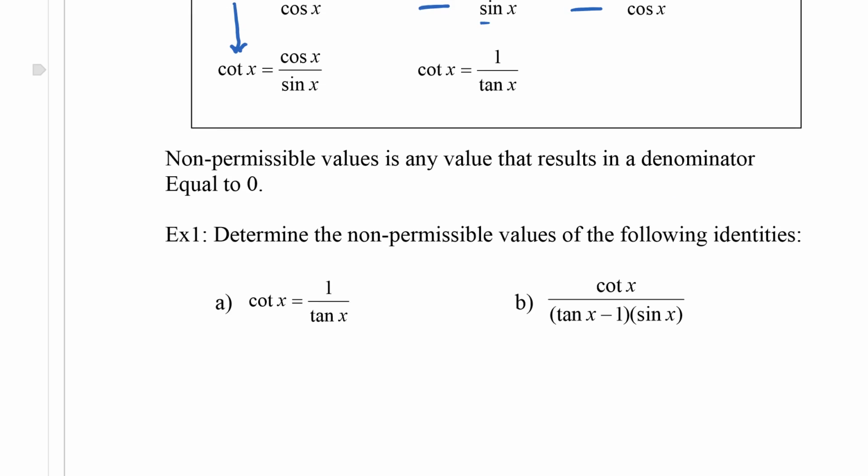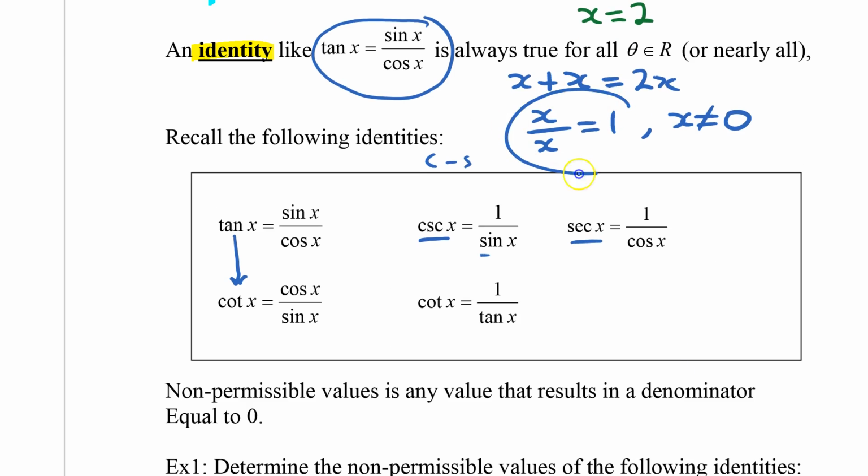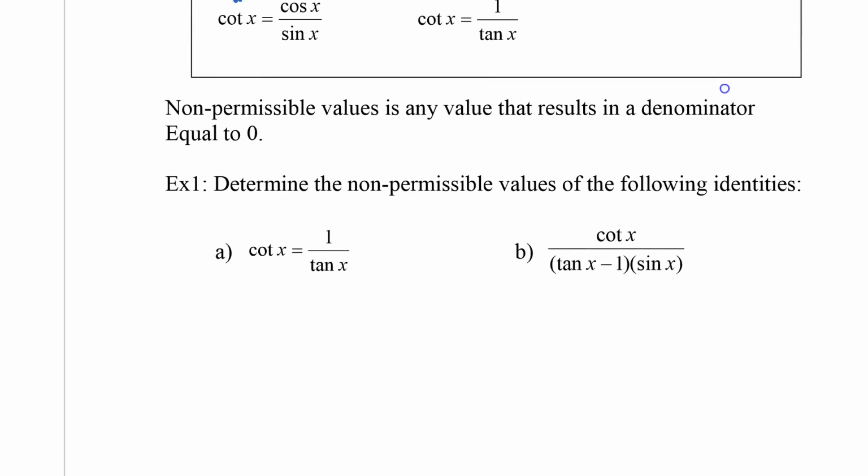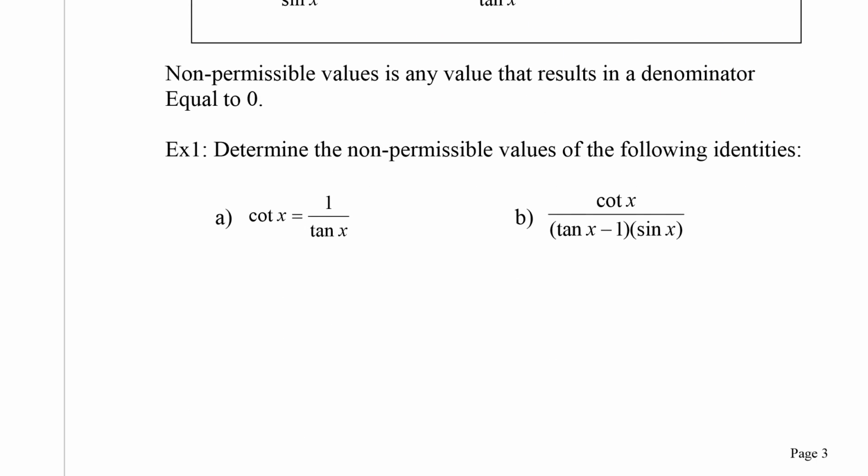The bottom of the page says non-permissible values are any value that results in a denominator equal to 0. That's just like in my example over here. We can't have a 0 in the denominator. So sometimes you might be asked to find these non-permissible values. So what about for cotan x is equal to 1 over tan of x?